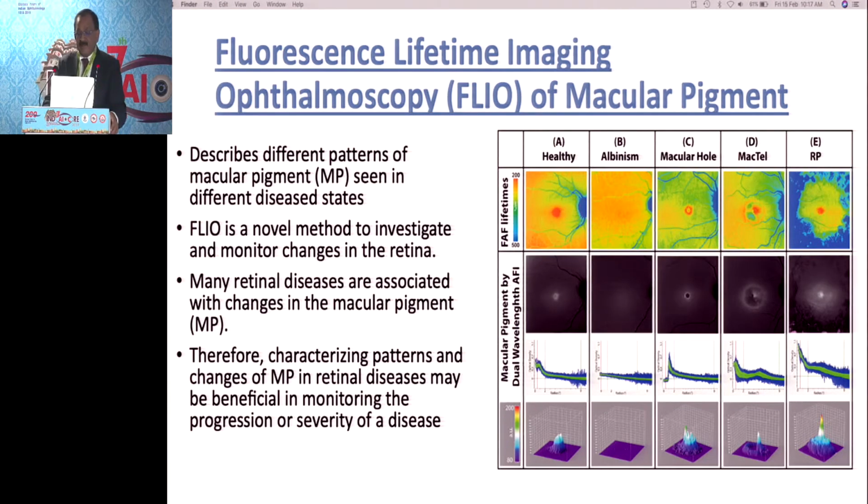FLIO, or the Fluorescence Lifetime Imaging Ophthalmoscopy of the macular pigment, describes the different patterns of macular pigment in different diseases. Right now they're studying it more in age-related macular degeneration. Very few instruments are there in the market in the world today, which is again still an experimental tool to bring in.